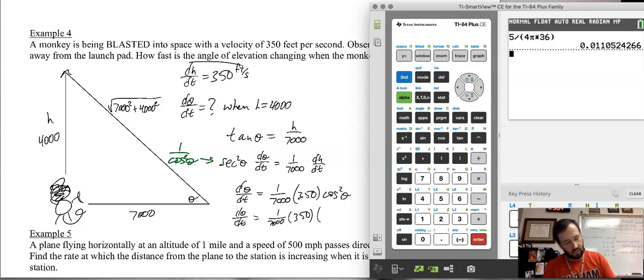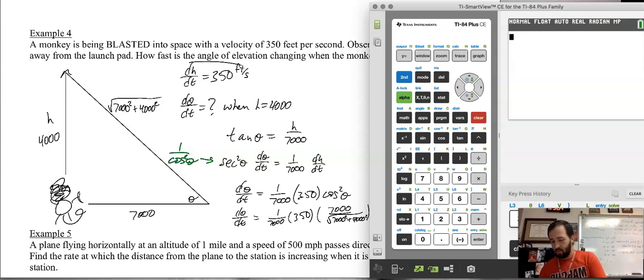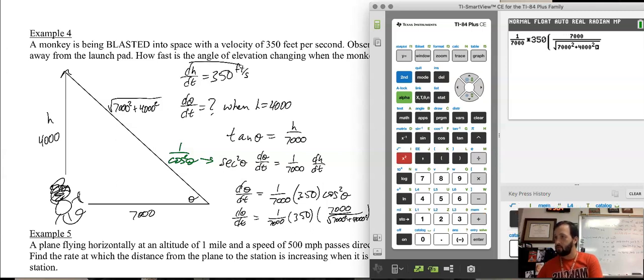Okay, but cosine then is adjacent over hypotenuse, so 7,000 over the square root of 7,000 squared plus 4,000 squared. Since it was cosine squared, I need that squared on the outside. So then just be careful typing it in. So I have 1 over 7,000 times 350 times 7,000 over the square root of 7,000 squared plus 4,000 squared. All that junk squared.